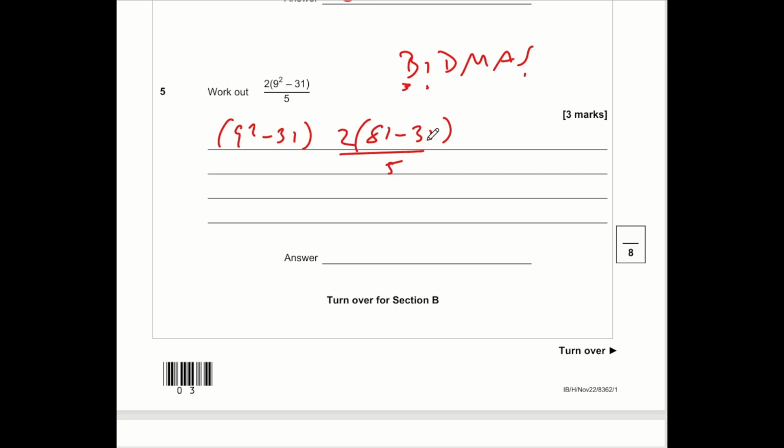81 take 31 is 50. So that is 2 times by 50 over 5. And of course 2 times 50 is 100. So that's 100 over 5. In other words, 100 divided by 5. So the answer is 20. And that is the end of section A.